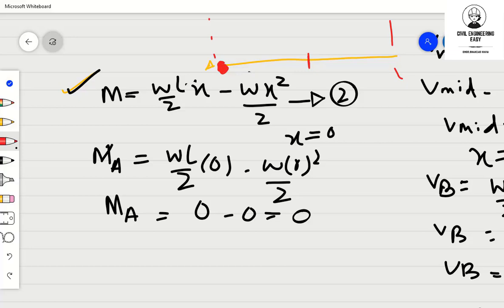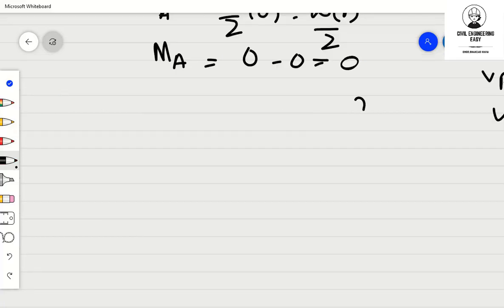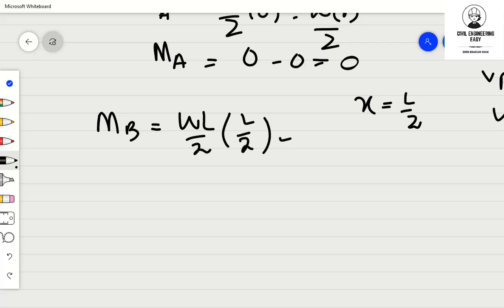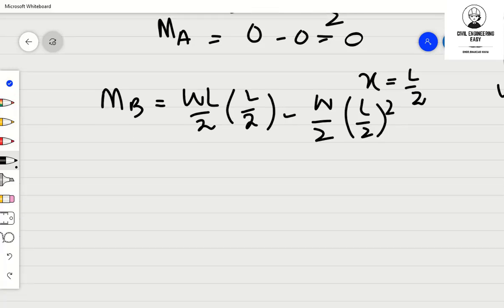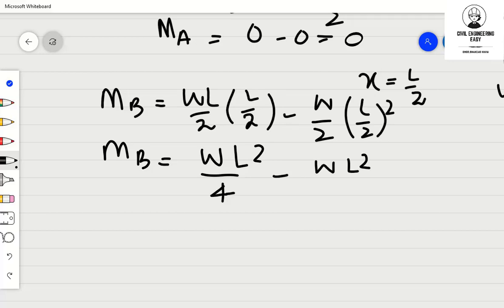Now we want to find out the moment at mid-span, that is L by 2 from one face of the support and L by 2 from another face of the support. So moment at point B will be equal to WL divided by 2 into x, that is L by 2, minus W divided by 2 into L square, that is L by 2 whole square. By simplification, moment at B will be equal to WL into L square divided by 2 cross 2, that is equal to 4, minus W, the square of L is L square divided by 2 into the square of 2, which is 2 whole square.